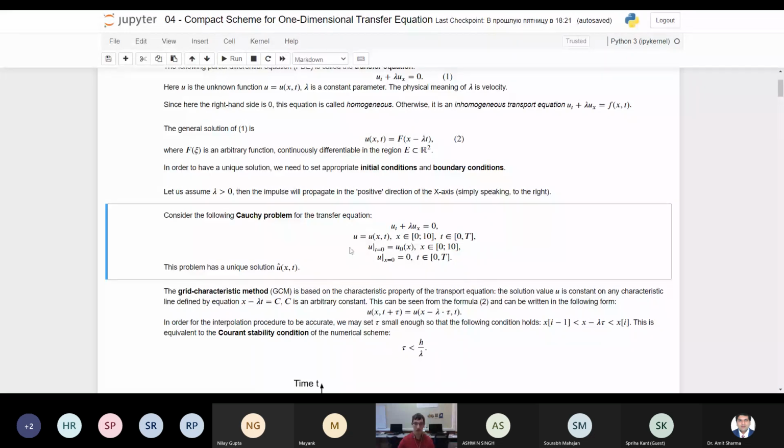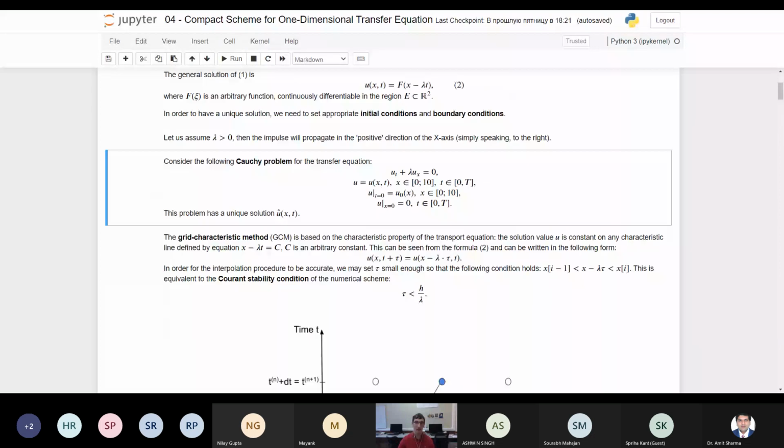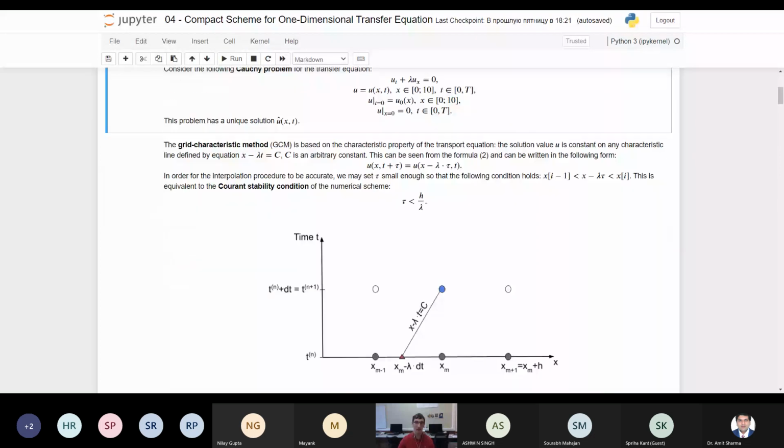We are going to find this solution numerically using the grid characteristic method. This method is based on the characteristic property of the transfer equation, meaning that any straight line given by this equation, where c is an arbitrary constant, has such property that the solution value is constant on this line.